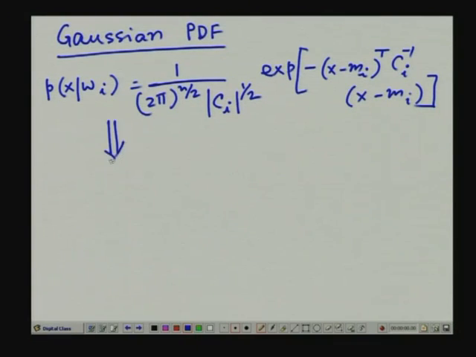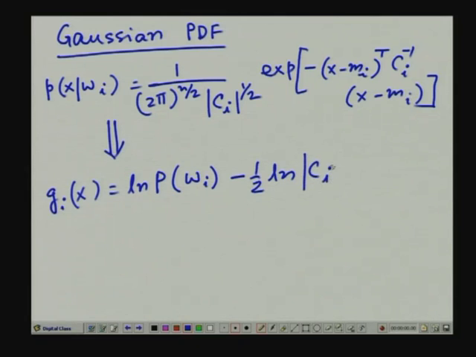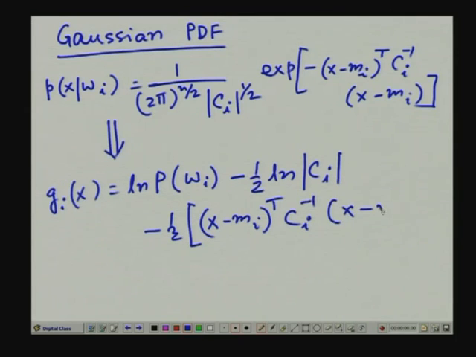So, from here it can be deduced that a discriminant function g_i(x) can be obtained, which is of this form. A discriminant function g_i(x) can be written like this: ln p of omega i minus half ln |C_i| minus half (x minus m_i) transpose into C_i inverse into (x minus m_i).